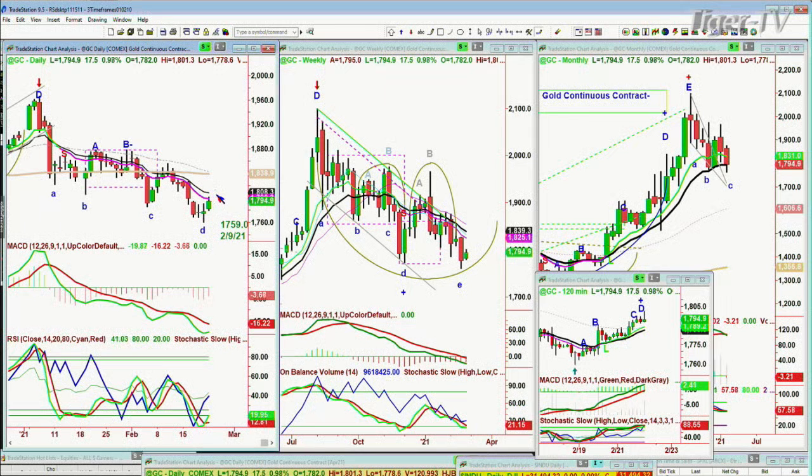I think 1830, just getting to the 18. It's at 1794 right now. 1808 is the 14-period moving average resistance, so we haven't even gotten there yet. So I don't like to go too far out.